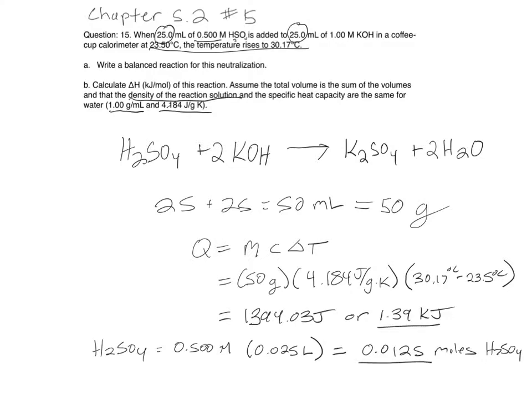Alright, so now we have the specific moles that we need, and we know how much energy it is. So we just take the energy, 1.39 kilojoules, divided by the moles. And our change in enthalpy is 111.2 kilojoules per mole. And that's our final answer.